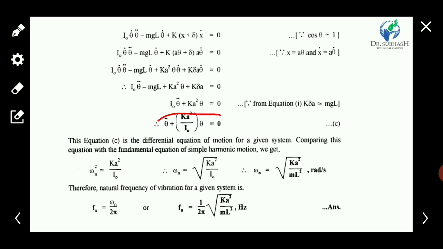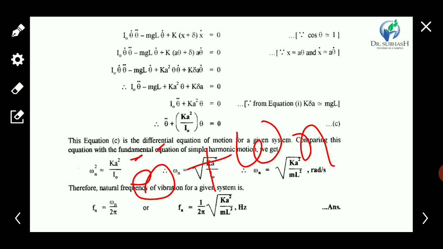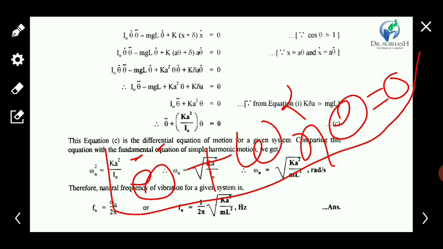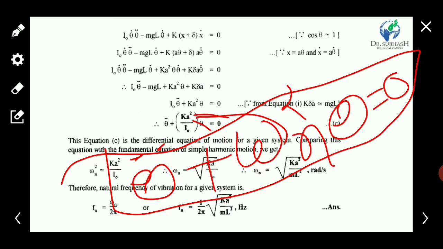Right here, I0 theta double dot and k a square theta. Now I0 is divided on both sides, left and right. So I0 cancels, and only theta double dot is there, and the k a square theta is divided by I0, and 0 divided by I0 is 0. Now this equation is equal to the omega n squared simple harmonic motion displacement equation, and comparing these two equations we get the omega n value.